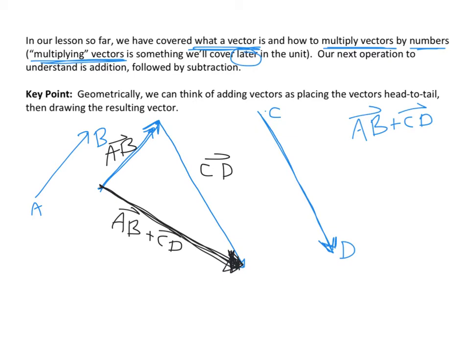Okay? So to recap this slide, if you're thinking about adding vectors, what you do is you imagine taking the first vector, putting the second vector right on where the arrow of the first vector left off, and then drawing the resulting vector in between them.